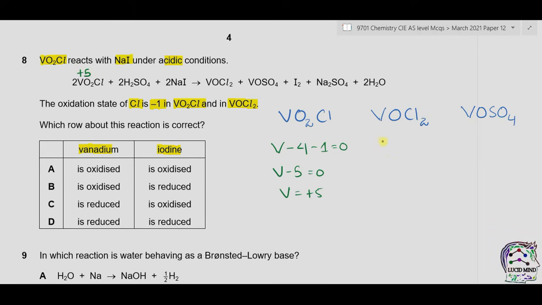Similarly, in VOCl2 we have vanadium, then oxygen, then 2 chlorine atoms. Overall charge is 0, so vanadium will be equal to +4. So it is +4 in VOCl2. In VOSO4 we have sulfate. The charge on the whole sulfate is -2. The charge on oxygen is also -2. So vanadium -2 for oxygen, -2 for sulfate equals overall charge, which is 0. So vanadium is equal to +4.